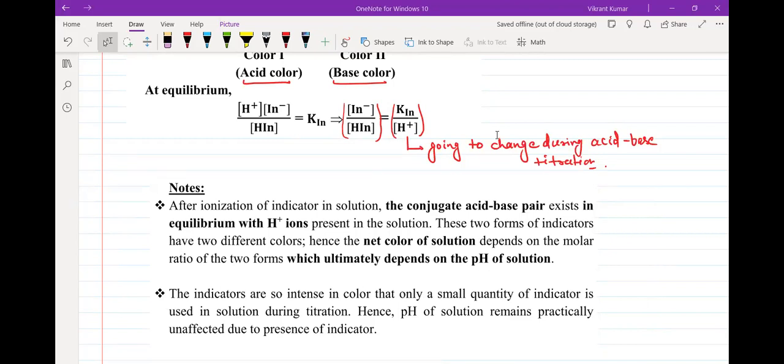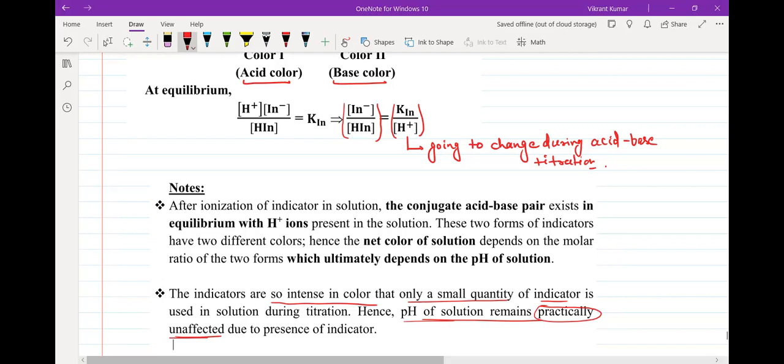Is it okay? The second point which I discussed, that these indicators are so intense in color that only a small quantity of indicator is required, and that's why the pH of the solution remains practically unaffected. Theoretically, if you add even a little, it is affecting the pH, but practically it remains unaffected due to presence of the indicator. So they are going to work well if you have chosen the appropriate indicator. Is it okay? Any doubt up to this point? Anyone having any doubt? Okay.